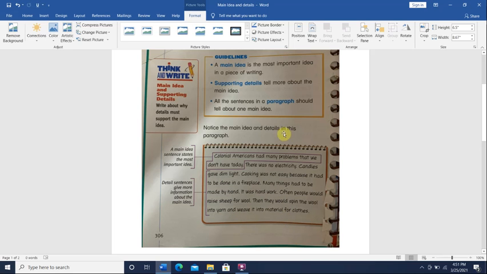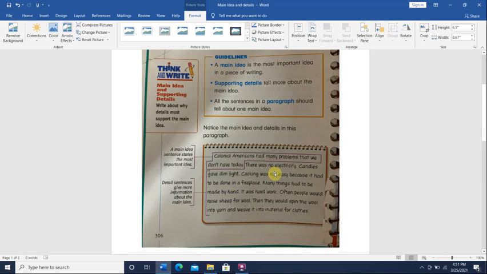So as you see here, the first sentence is outlined. This is the main idea of this paragraph. This is the main idea sentence that shows you the important idea of the paragraph. What is this paragraph about? It's about colonial Americans that had many problems that we don't have today. So the American colonists had problems in the past that we don't have today.